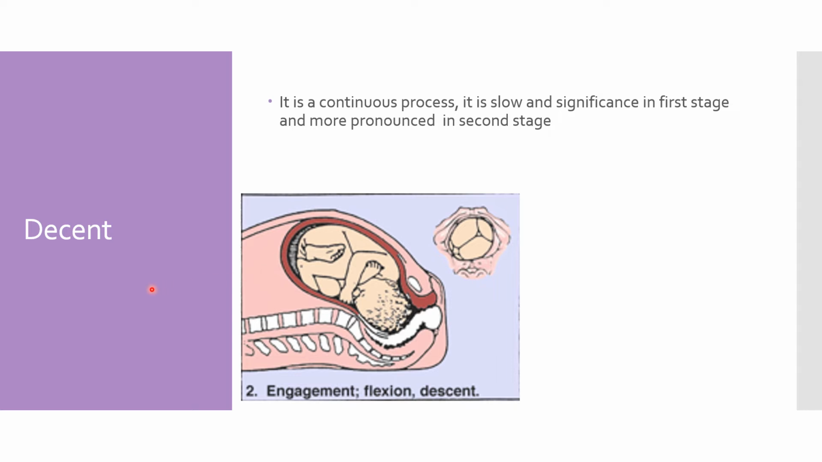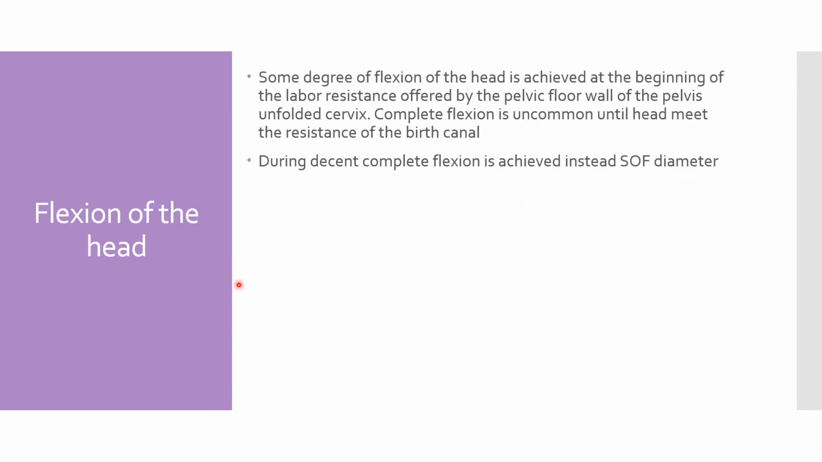So here, what is the cause for descent? Because of uterine contraction, the amniotic fluid pressure, and abdominal muscle contraction, the fetus is continuously descending from the upper part to the lower part of the uterus. Clear? Next, please. The next one is flexion of the head.